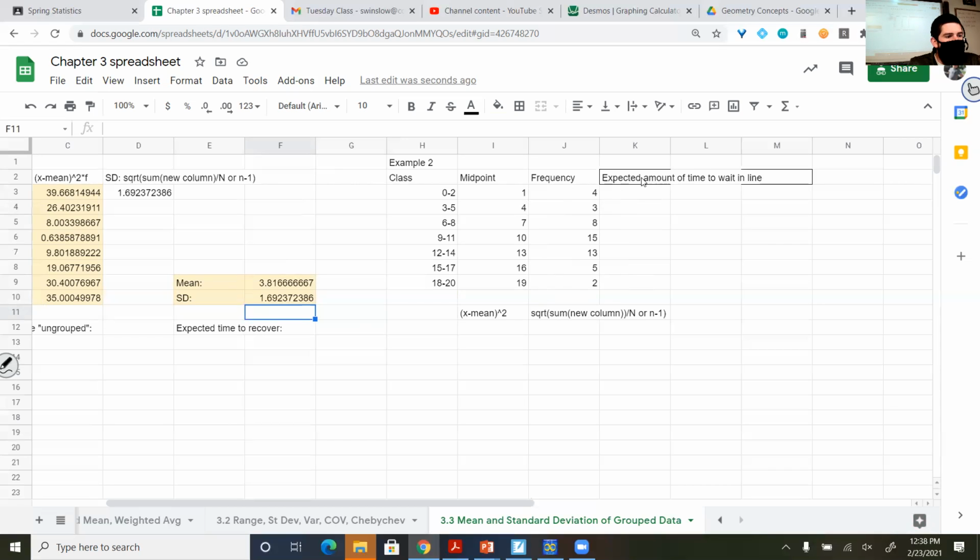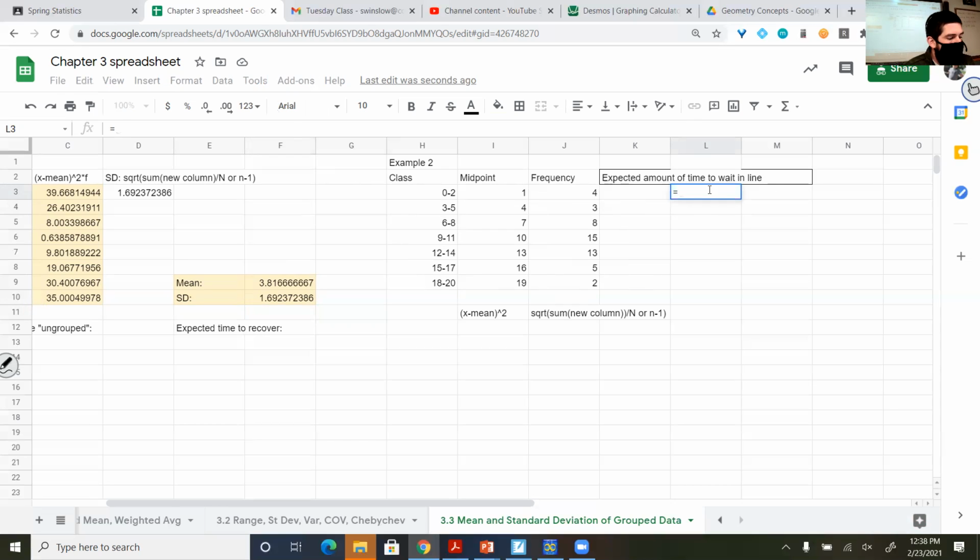Now the frequencies I have here. And so this was, by the way, the amount of time you expect to wait in line. So you wait between 0 and 2 minutes. That happened 4 times, 3 to 5 minutes, 3. You can see the longest wait was between 9 and 14 minutes. So that should be somewhere where my average should be.